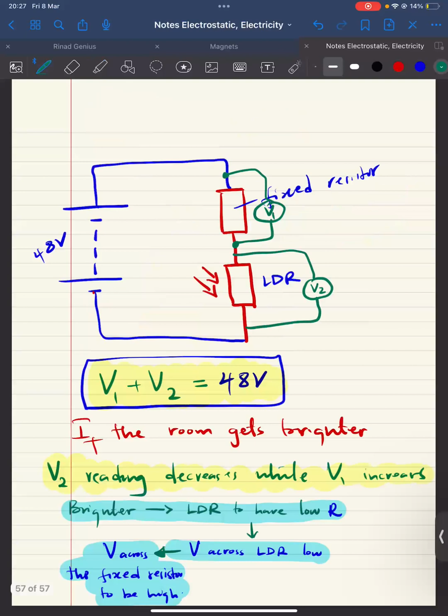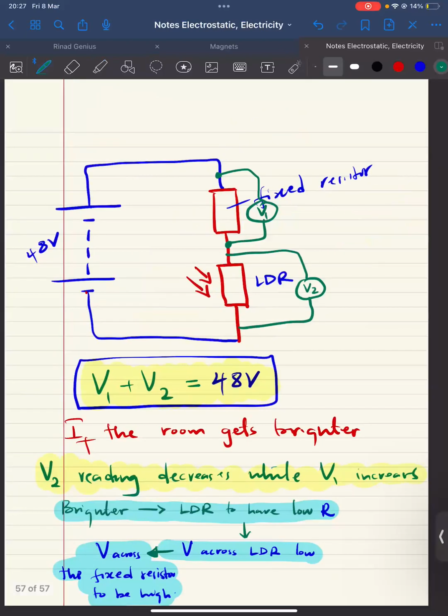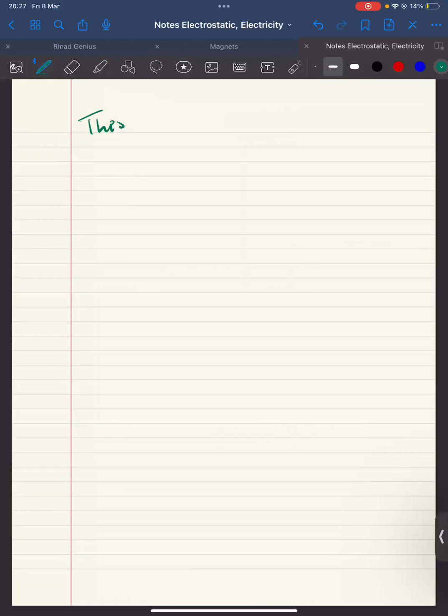So let's talk about a thermistor. Now, what's the thermistor? Faris, thermistor. Wissam, what's the thermistor? What did I say a thermistor is? Wissam, thermistor.